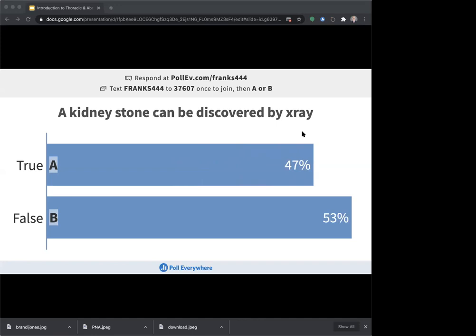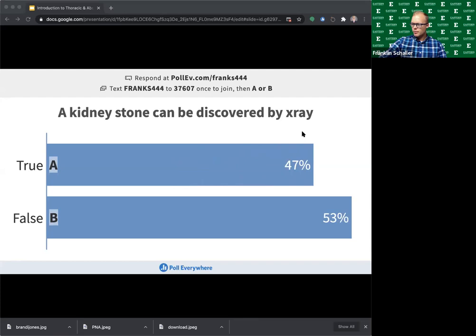All right, guys. It looks like we are split here on the responses. So the correct answer here is true. A kidney stone can be discovered by X-ray. They won't all show up on X-ray, but later on in the lecture here, I will show you guys some examples of kidney stones that were picked up on a kidney, ureter, bladder, abdominal X-ray.